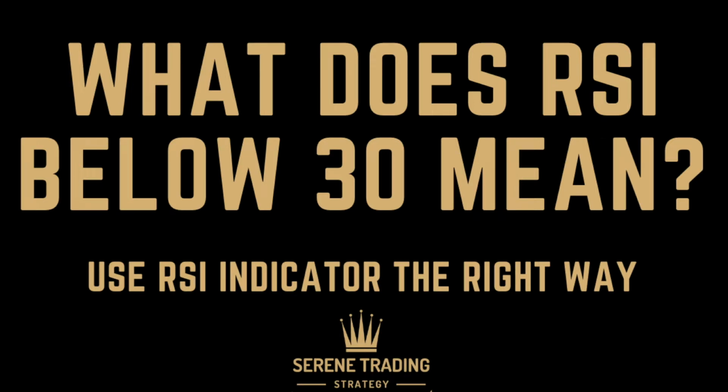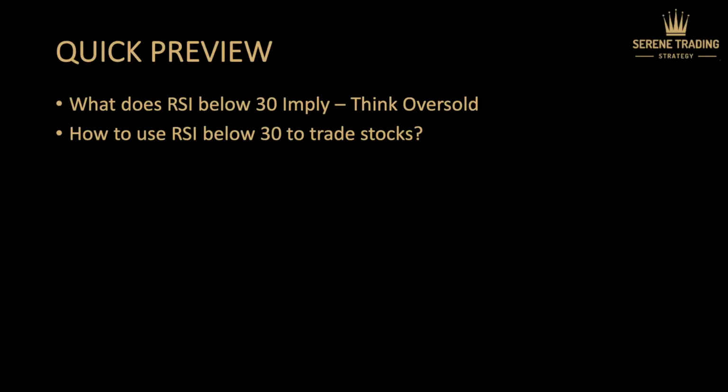Today's video is going to be a quick look at what the RSI, which is the relative strength indicator, below 30 means. A lot of people use RSI for trading purposes, but they don't use it correctly. So essentially we are going to take a look at two things. First, when RSI is below 30, what does it imply? And then how do you correctly use this RSI indicator when it is below 30 to take trades?